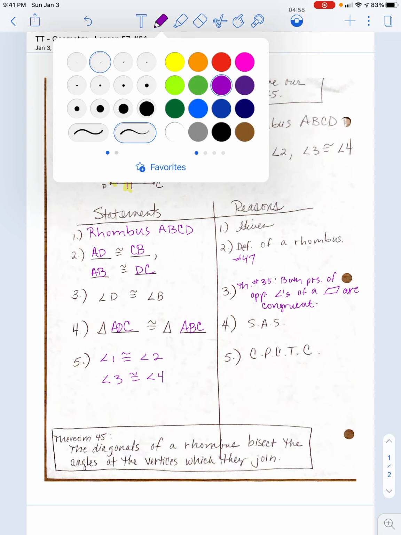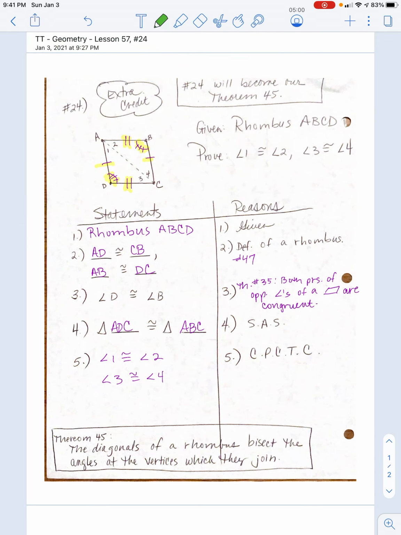Okay, also, let me just go back and say one thing here. I want to make sure that you grasp one thing. Remember, all four sides are congruent. So I'm going to mark these up so you can see something. Remember, all four sides are congruent. So even AD and DC are congruent. Notice that this triangle right here has two sides that are congruent to each other. So that's an isosceles triangle.